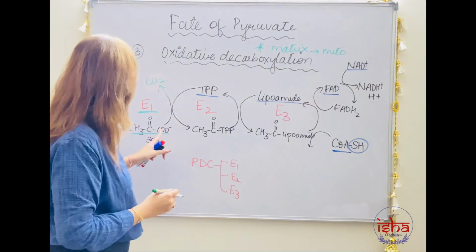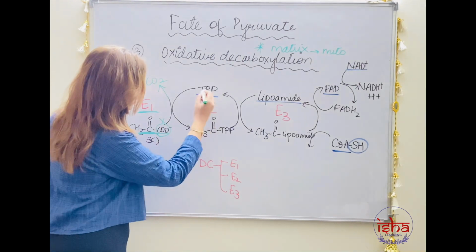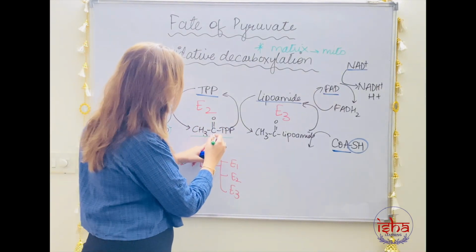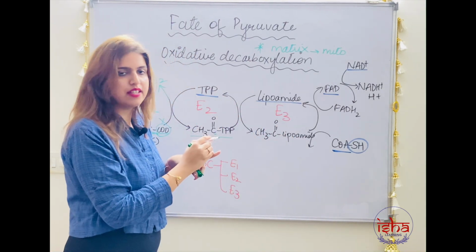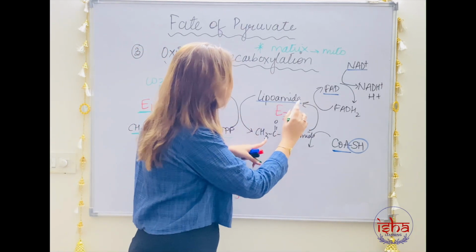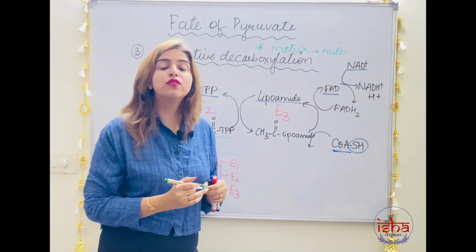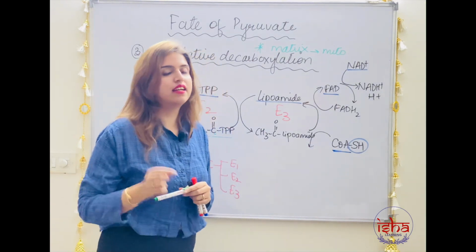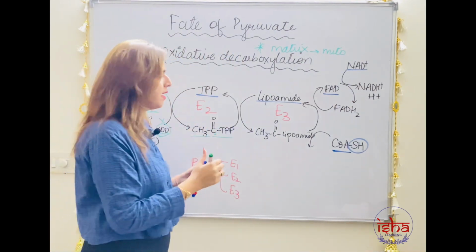Now what happens? Now this part is gone. This is lost. The remaining part is going to get attached with TPP. Now again in the next step, this is going to get transferred to lipoamide and the TPP is going to be regenerated, right? Now again the lipoamide is further going to transfer it and the lipoamide is again going to be regenerated. Where is it being transferred? It is going to be transferred to coenzyme A. This reaction is extremely crucial. Please see what is happening.